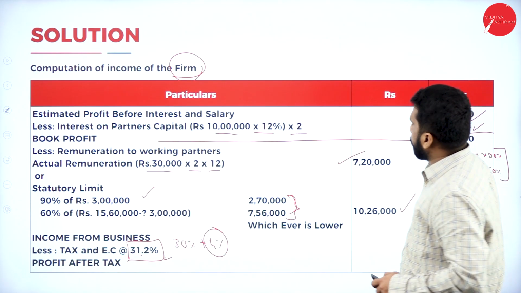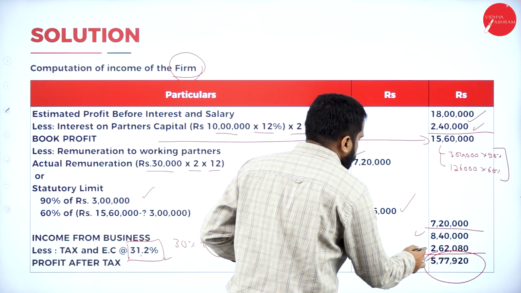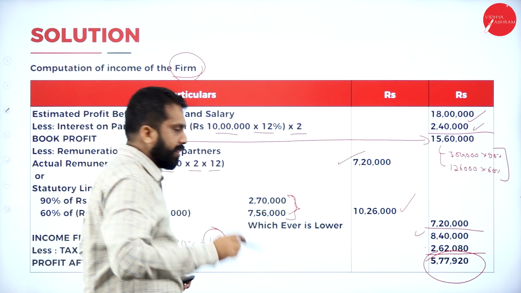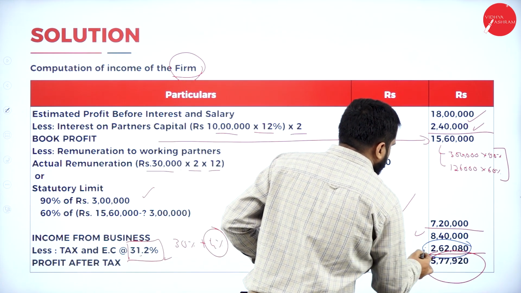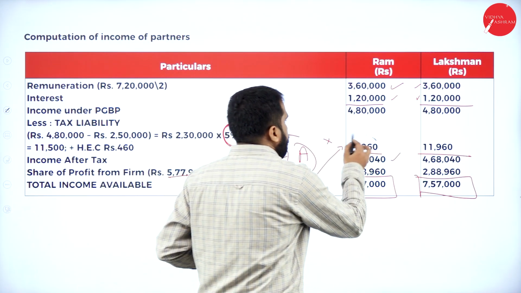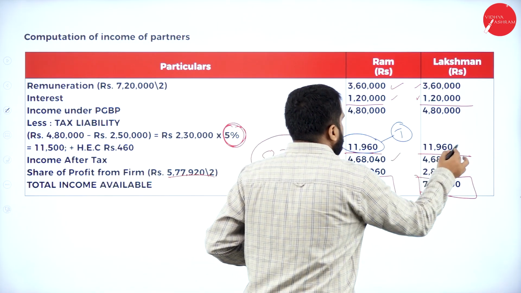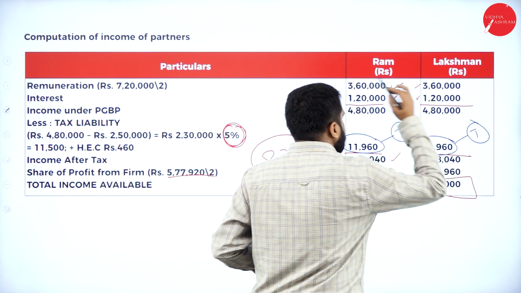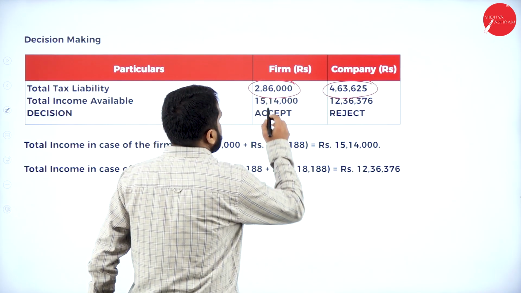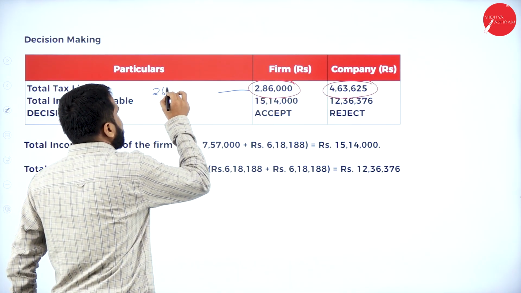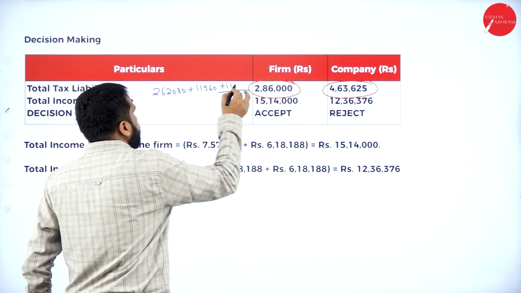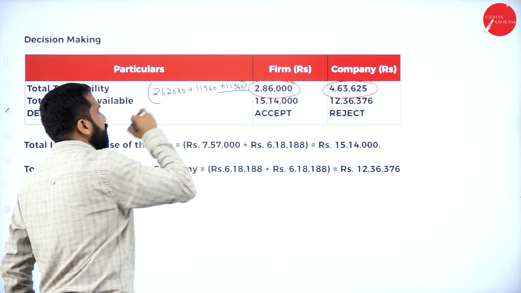Partnership form. What is the first tax you have? 2,62,000. I'll use blue color. Remember, the blue color is tax. 2,62,000. Second one, 11,960. Third one, 11,960. You add all three. 2,62,80. So this will be 2,62,80. 11,960, 11,960. This is only your answer.